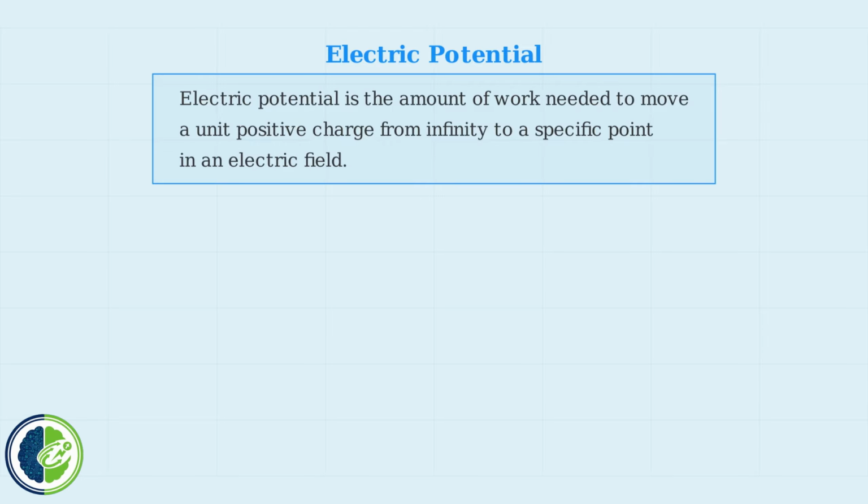Electric potential is a fundamental concept in electromagnetism. It represents the amount of work needed to move a unit positive charge from a reference point, usually infinity, to a specific point in an electric field.